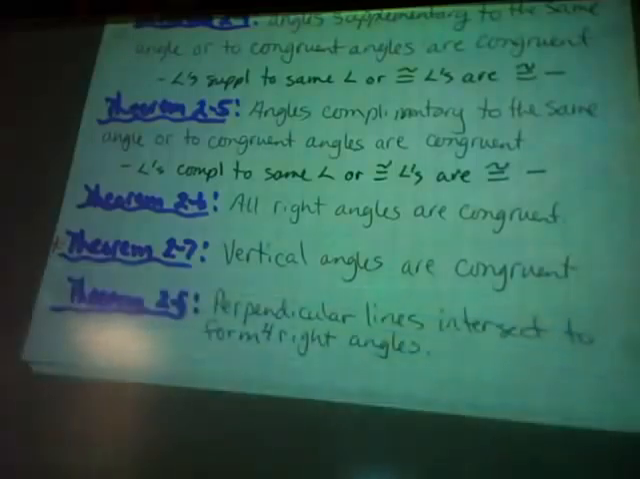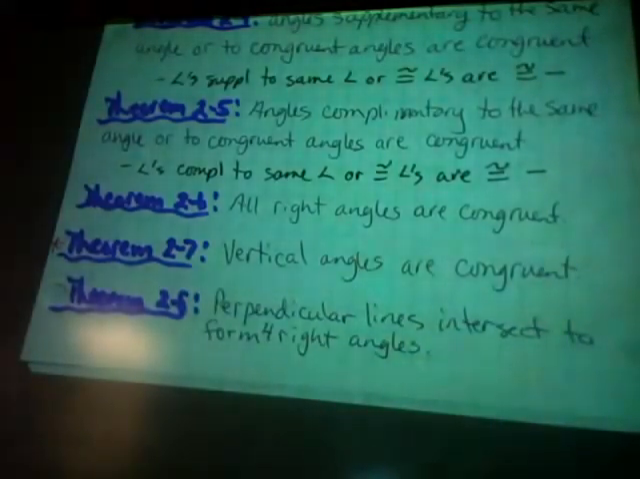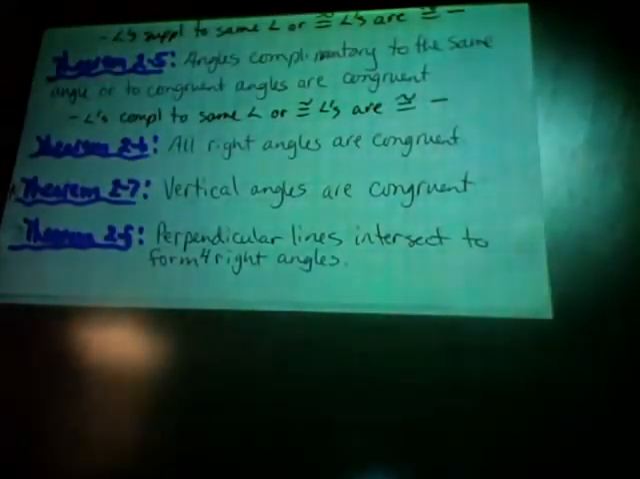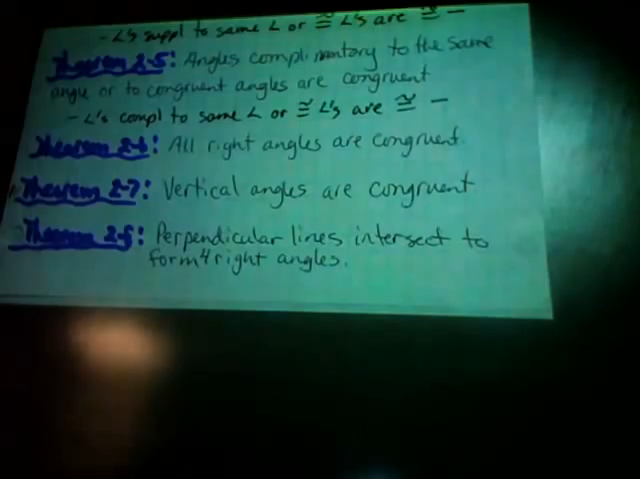And then the last one here. Perpendicular lines intersect to form four right angles. Theorem 2.8 goes with Theorem 2.6. If I have a picture of perpendicular lines, my conclusion is going to be that they form four right angles. Then my conclusion from there would be that all right angles are congruent. So I can string those together.